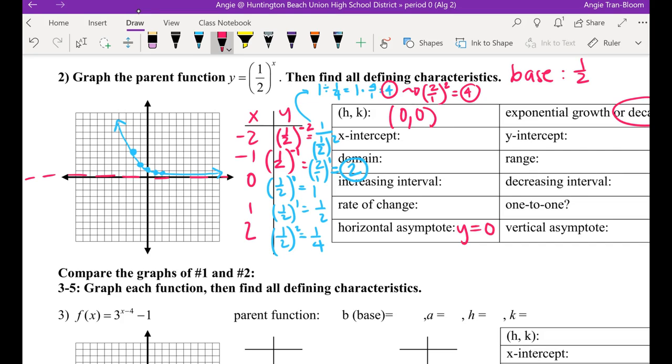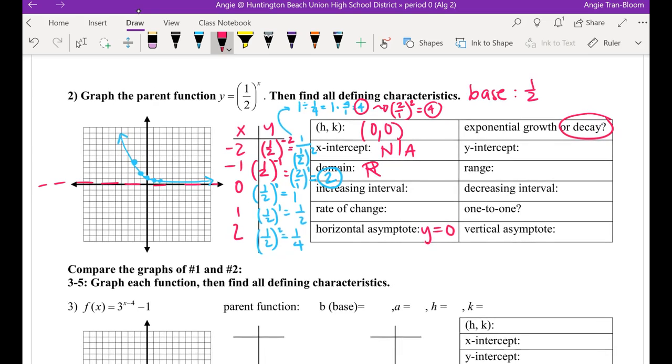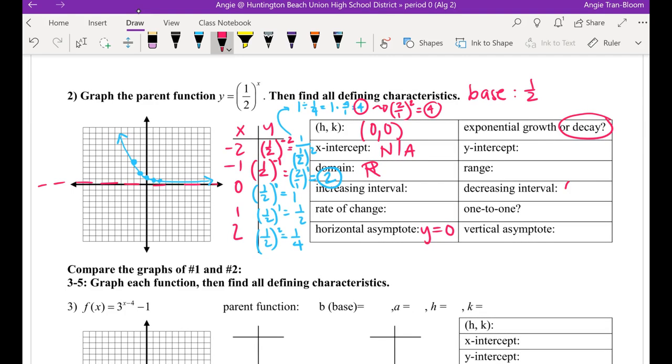X-intercept, do we have any? Nope. Domain, what's your domain? All reals. Is it a decreasing interval or increasing interval? Decreasing, so from -infinity all the way to infinity, and I'm going to write NA on increasing. Can we write the rate of change? Varies. Okay. Y-intercept, where would that be?